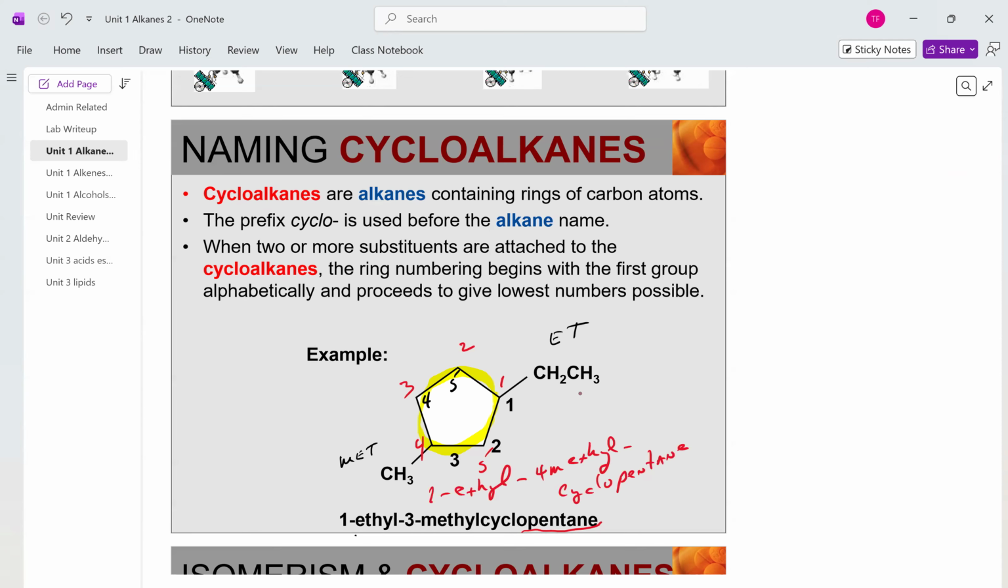Notice I'm using a dash now to separate the backbone from the branching. They choose not to do that. I think it's clearer with a dash in there. Okay, but remember to number both clockwise and counterclockwise on cyclic backbones.